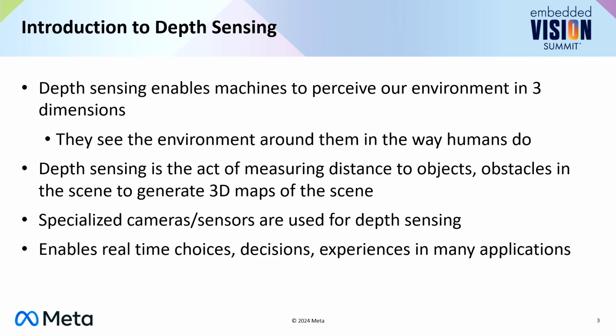What exactly is it? We're basically measuring distance. That's essentially it. It can be distance to objects, obstacles, anything in your scene, and then you generate a 3D map of the whole scene. We're trending toward using more specialized cameras or sensors for depth sensing, but you can, for example, use CIS sensors using CIS pixels, et cetera. We'll touch on that a little bit.